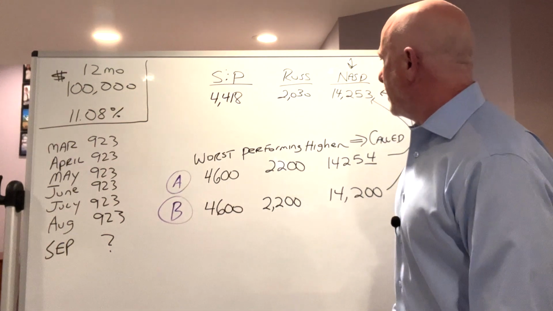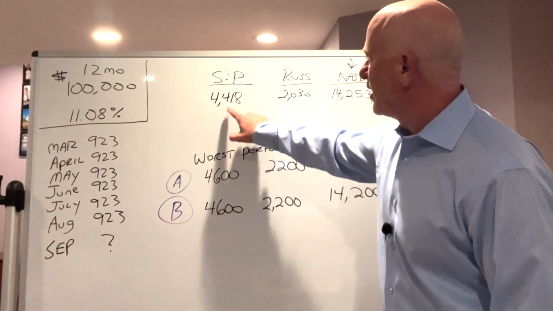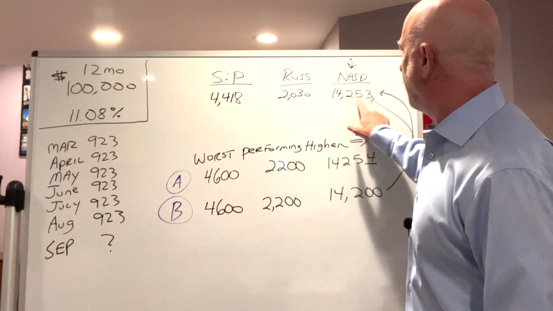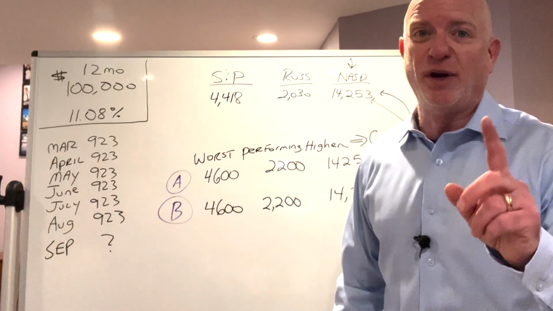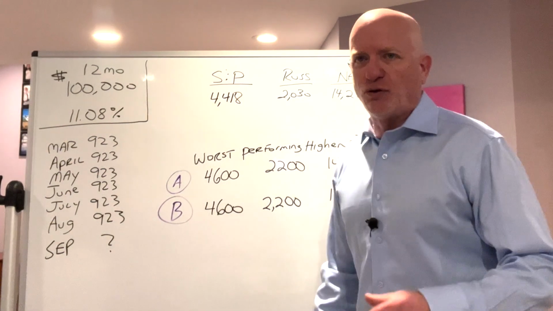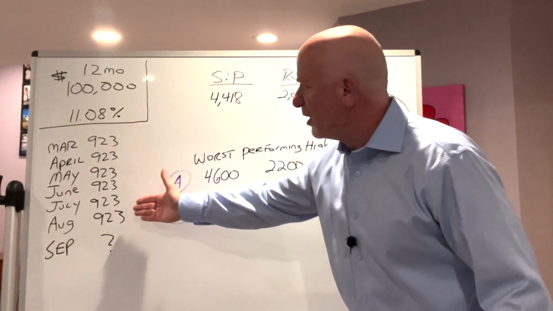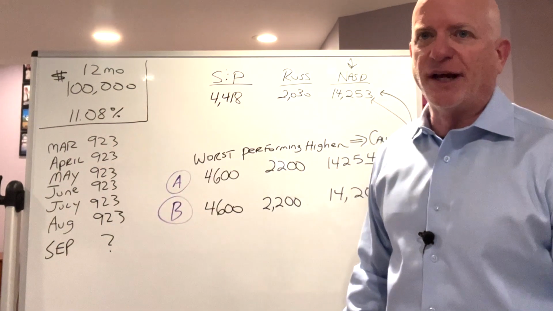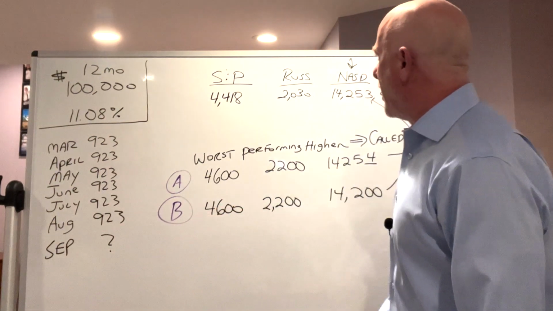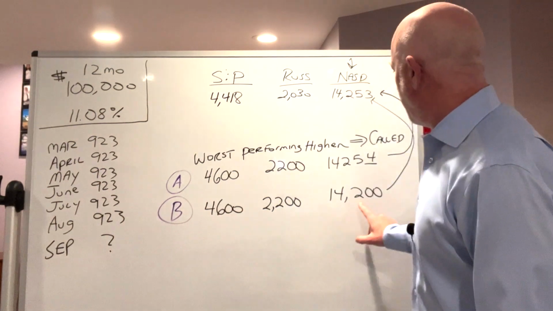Scenario A is the worst performing index is higher. So if you can see here, 4,600 over that, 2,200 over 2,030, and 14,254 over 14,253. I just did it like that for a reason, $1 or 1 point. So this note is going to be called, which means that they're going to put the 100 grand back into your account. You're going to be paid in full for 6 months of interest, and we live to fight another day. That's scenario A.